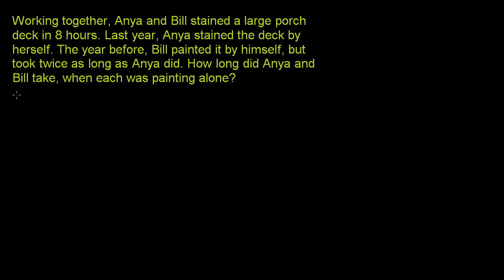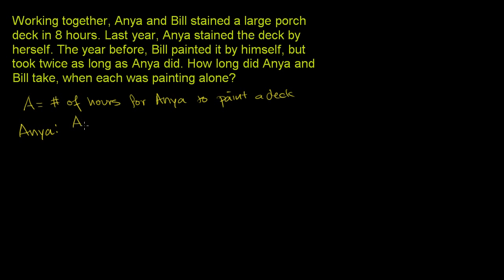So let's define some variables here. Let's define A as the number of hours for Anya to paint a deck. And so we could say that Anya takes A hours per one deck. Or we can invert this and say that she can do 1 over A decks per hour.